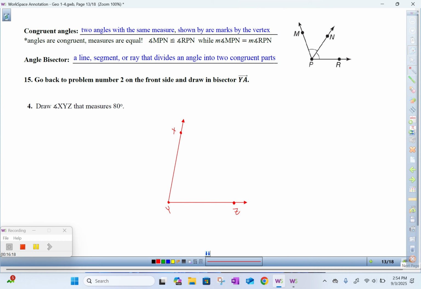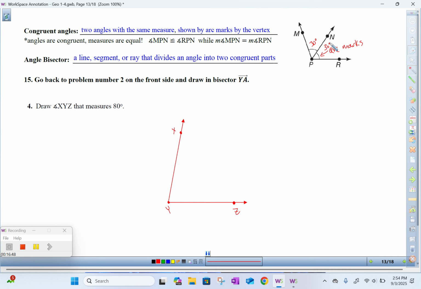Another vocab word is congruent angles. Okay, congruent angles, like congruent segments, are going to be marked in the picture a special way. Those are marked with arc marks. So it says two angles with the same measure, and they're shown by arc marks in the picture. So these are arc marks. So what that means for us is if this was 30 degrees, then that would have to also be 30 degrees. Okay, I just made up that number, but just to show you, those arc marks mean they're the same size.